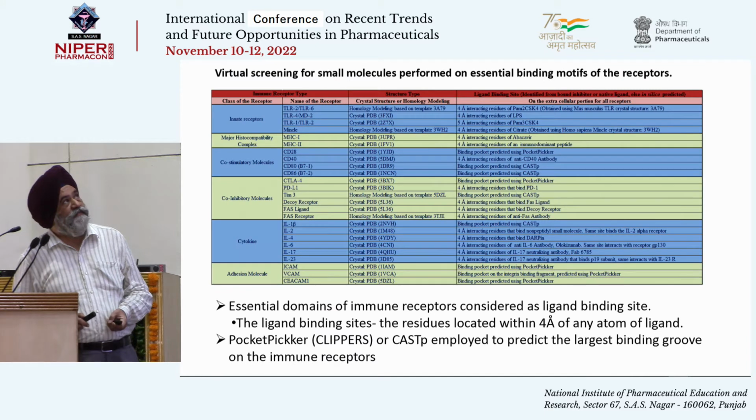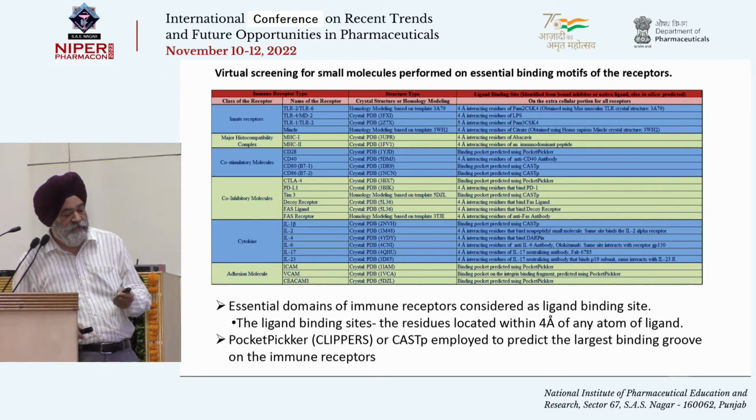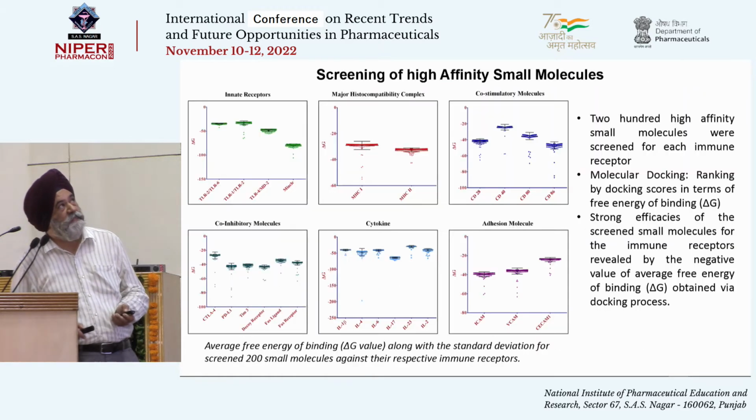So after this, we look at the structures of the immune receptor types and their binding sites. If we are able to find a peptide already bound in the core crystal structure, that will help us know what the binding sites are going to be. Otherwise, we can take the help of programs like PocketPicker or CASTp to find the binding groove of that molecule.